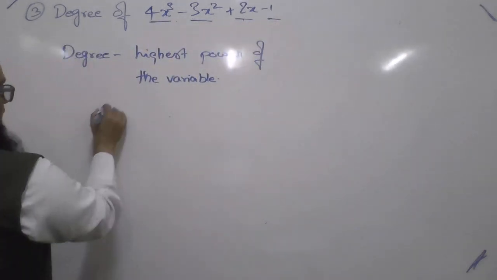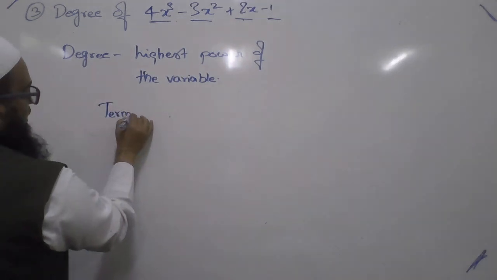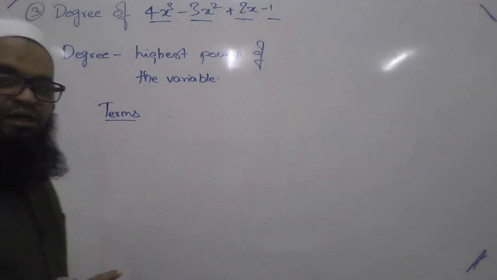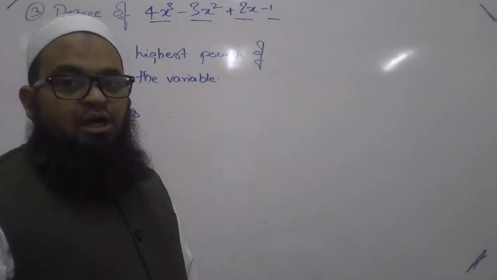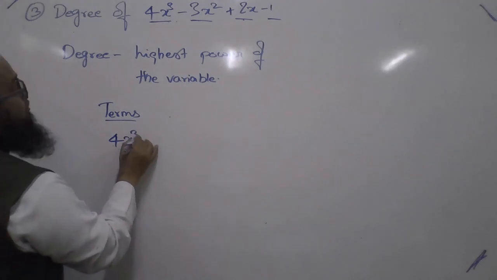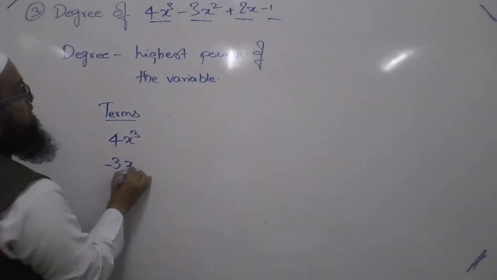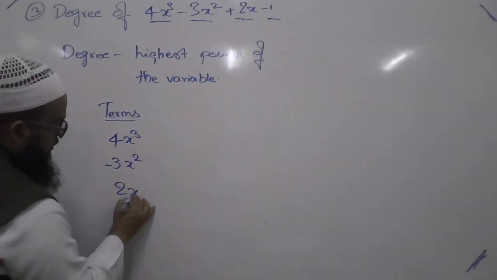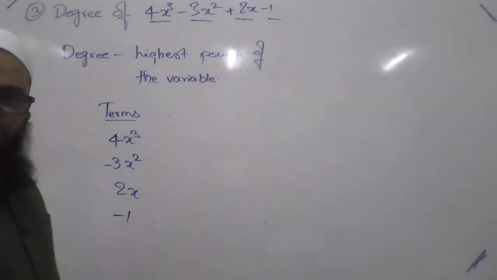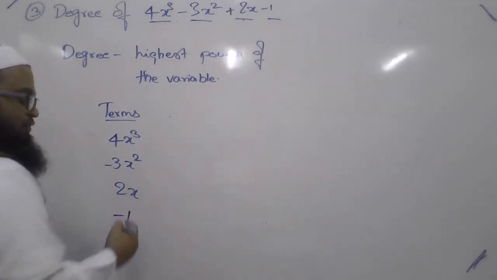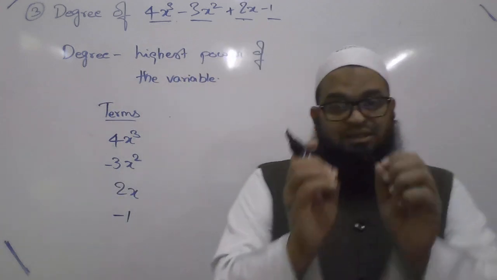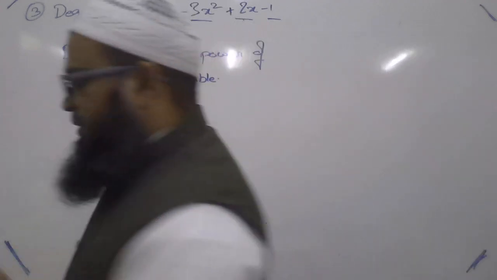So, what are the terms? Let me write. Since this is not to solve a problem, this video is for understanding the concepts, so let me write clearly. The terms are 4x cubed, minus 3x square, and then 2x, and this is not 1, it is minus 1. Since we are understanding the concepts, please write along with this.